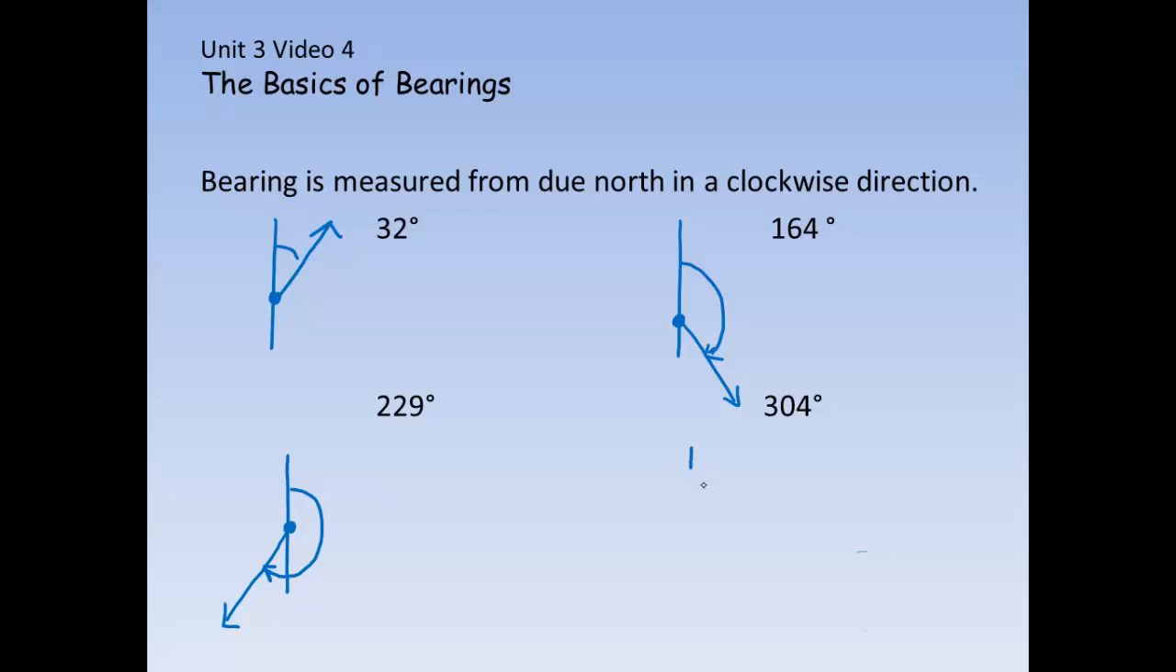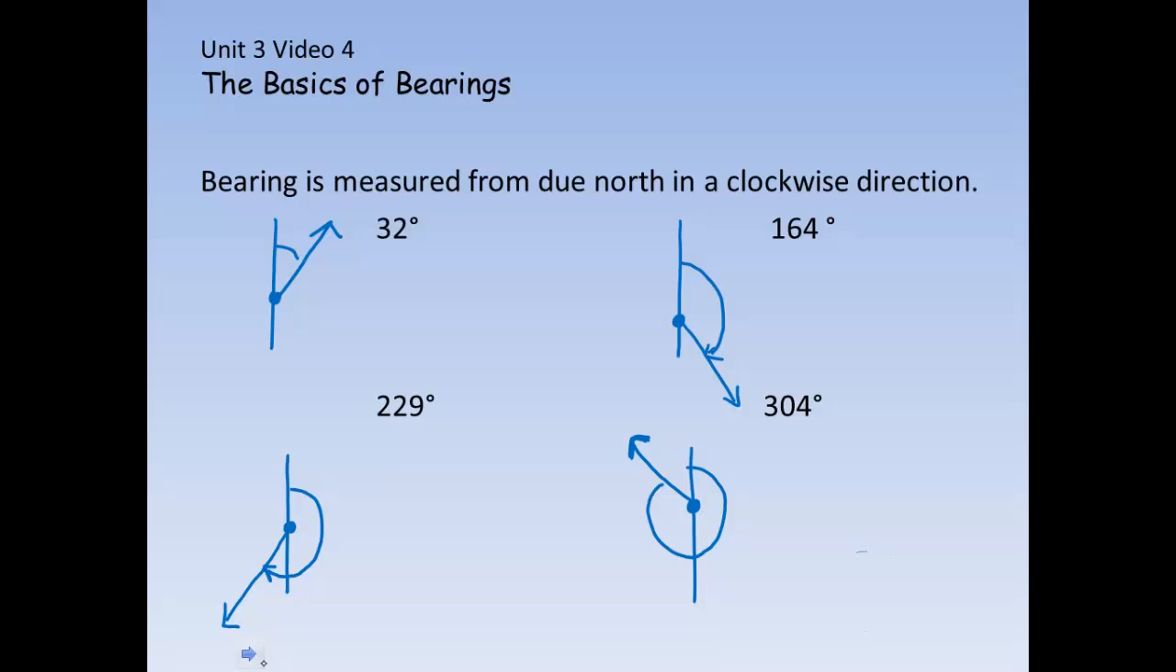304 degree bearing. Again, we start with a north-south line. We pick a point from which we're going to be traveling. We move past 90 degrees, past 180 degrees, past 270 degrees, and all the way to a bearing of 304 degrees. So this would be our 304 degree bearing. The direction we would be traveling, the path we would walk, fly, or sail, would be following this arrow.